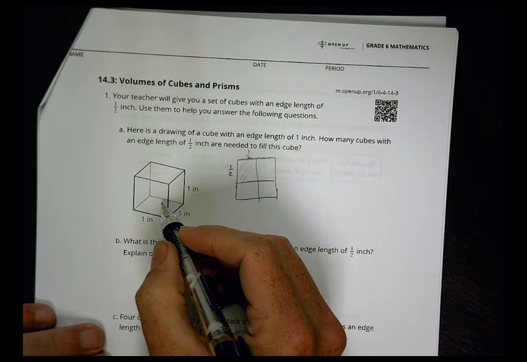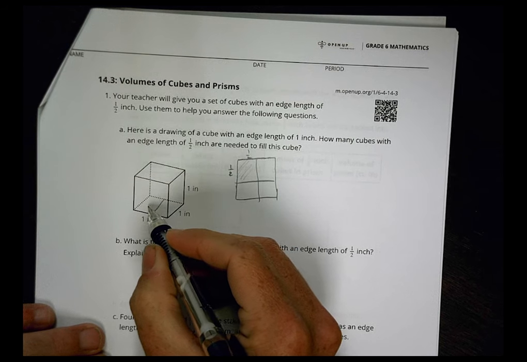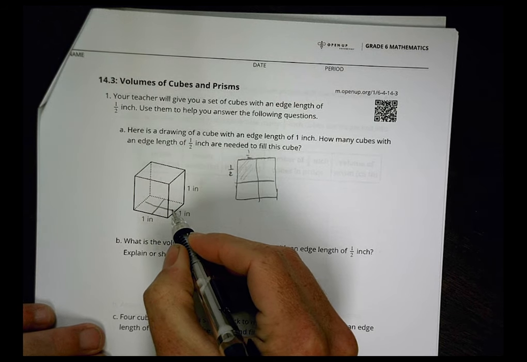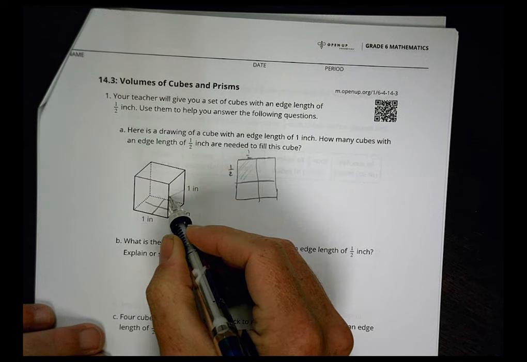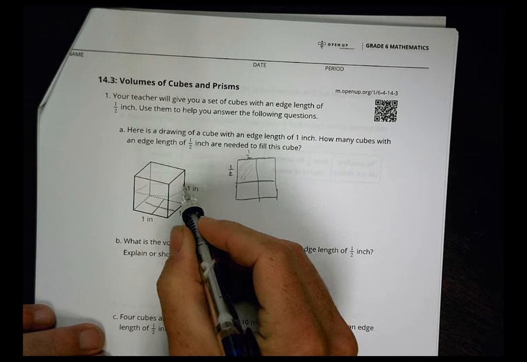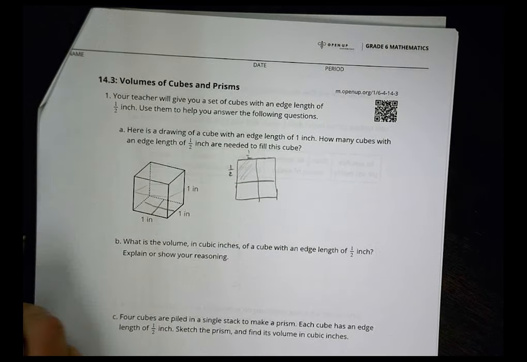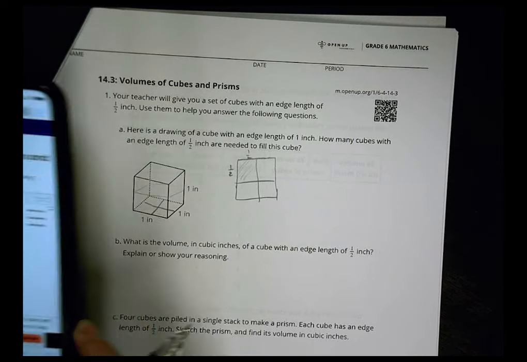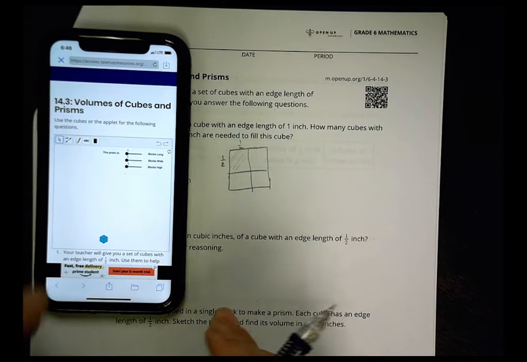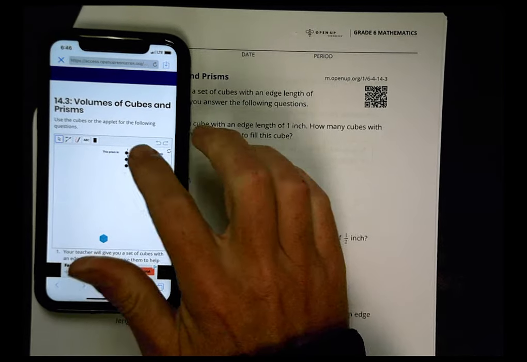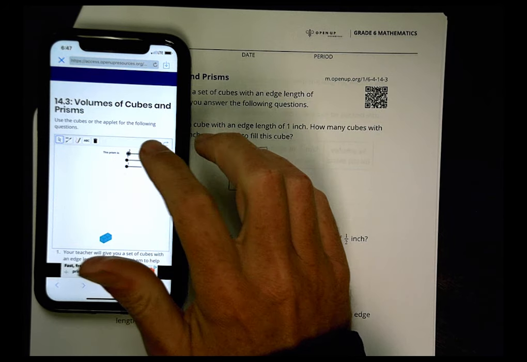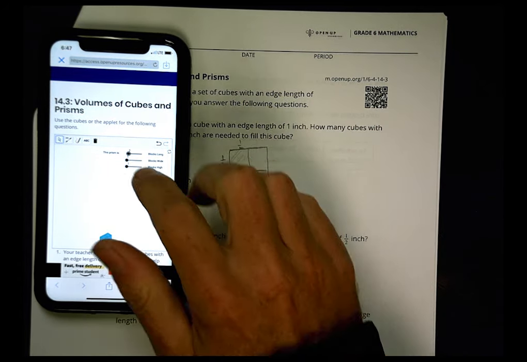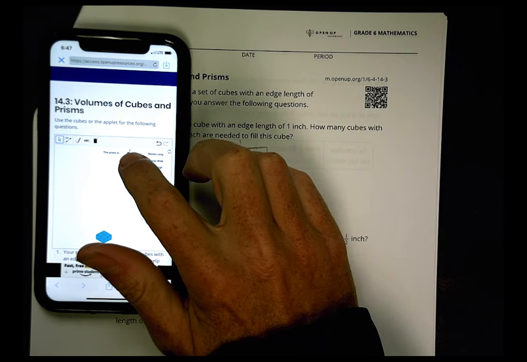So the question is, how many cubes with a 1/2 inch edge would it take to fill the cube there? Thinking that you are going to have a bottom down here, we're having 4 of these on the base, but I'm also going to have another layer of them, because I have a layer here and here. If we take a look at the little applet that we had, we're going to go 2 blocks long that way, and 2 blocks wide.